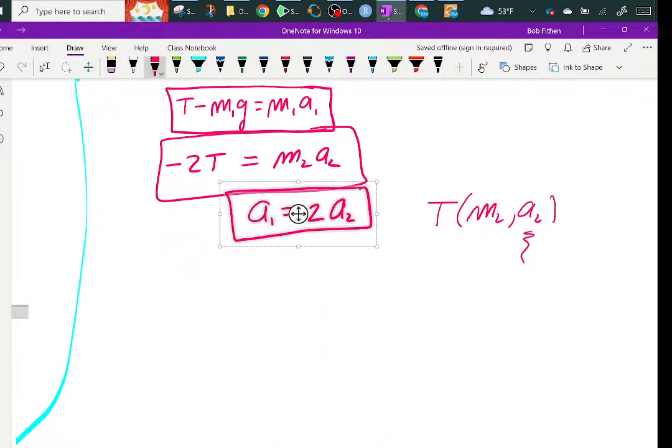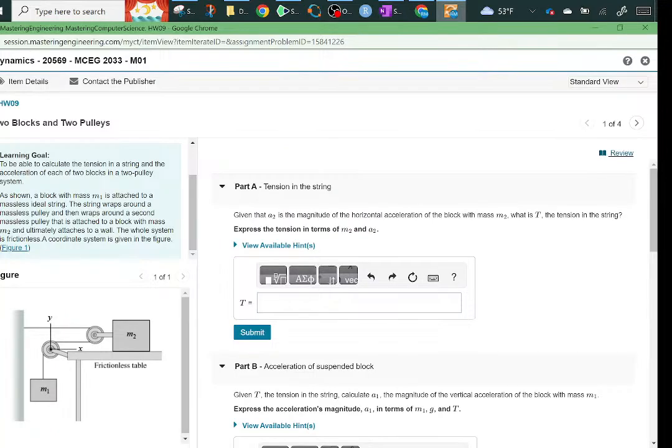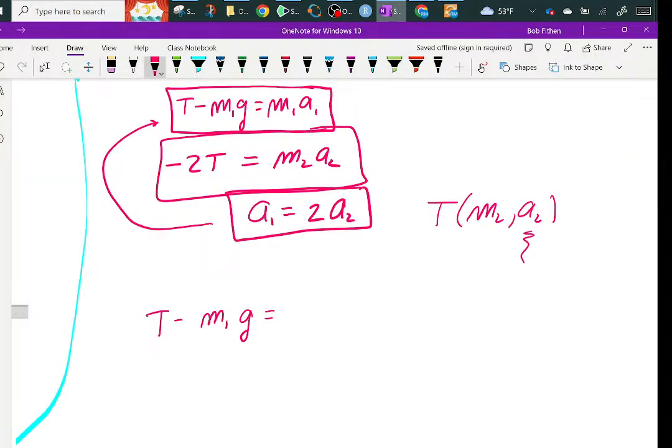Okay. So if I want to get rid of A1, I can do so by putting that into there. T minus M1 G equals, you get rid of the A1. Now I'm not sure you can completely get rid of the other term. Express tension in terms of M2 and A2. We'll see if it's possible to remove all of that. So you've got tension.